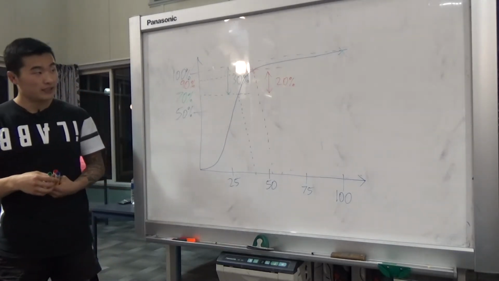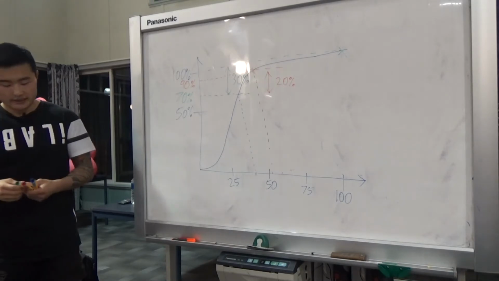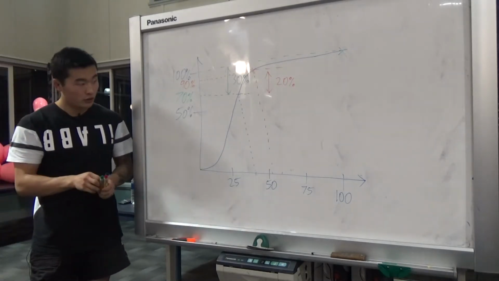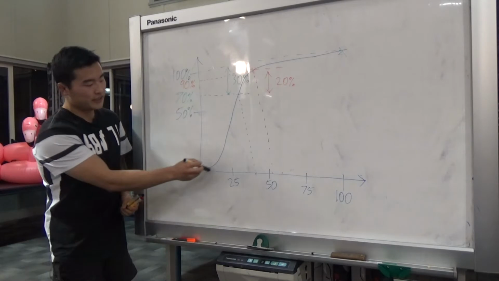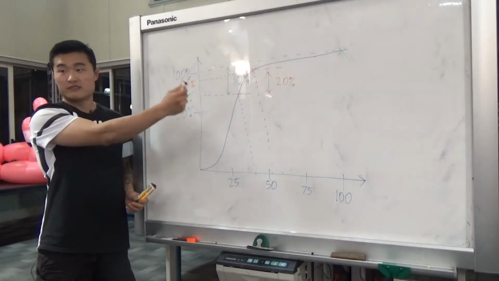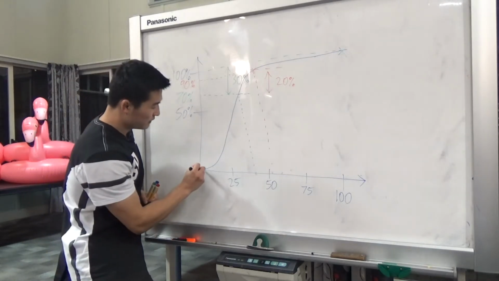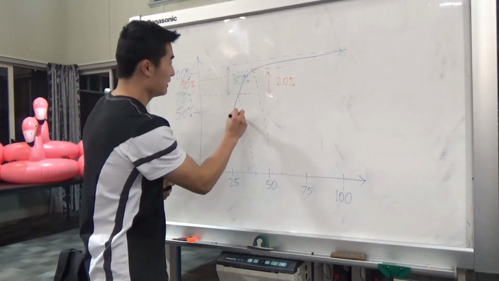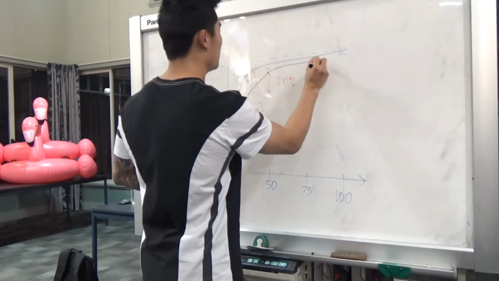But if you increase your BPG, then what's going to happen to your oxygen dissociation curve? It's going to shift to the right. So it's now going to be like this.